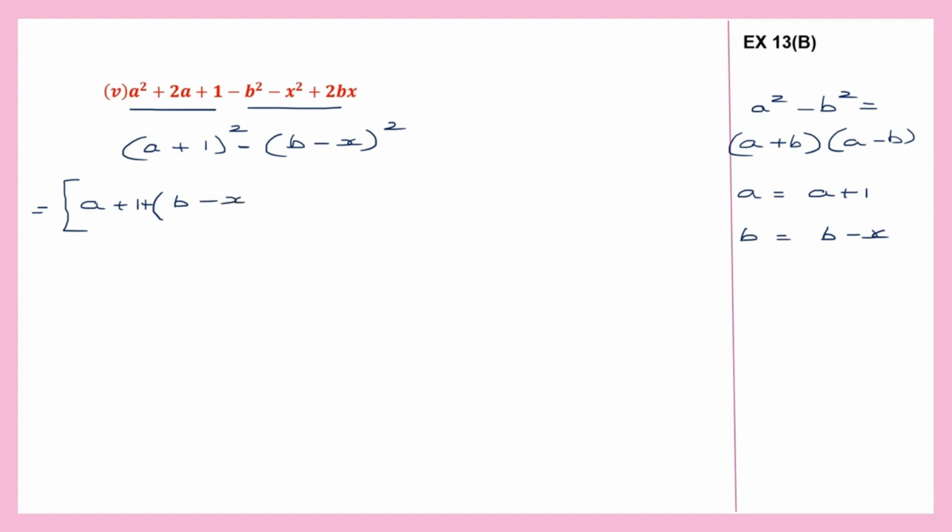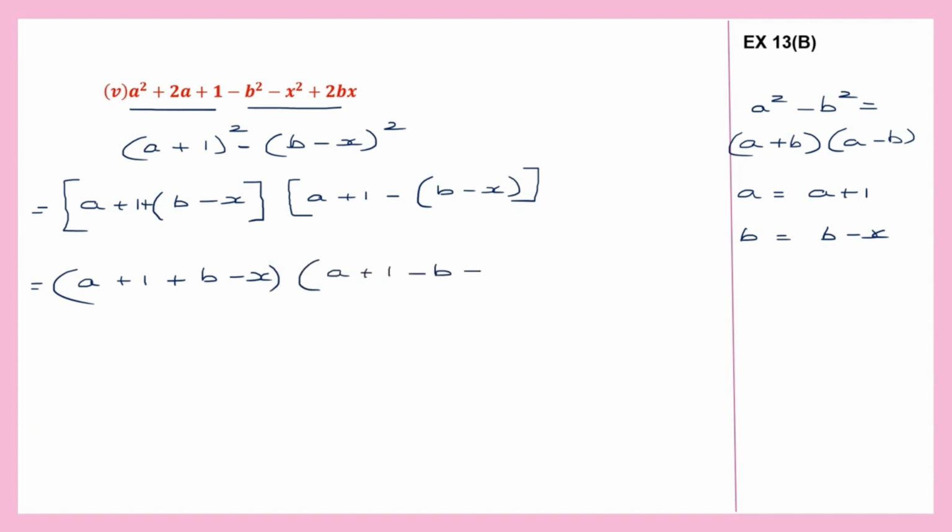So b minus x. Then this is into, so what did we have here? A plus b. So here it will be a minus b. So what is a? A is a plus 1 minus b, and what is b? B minus x. So now let's simplify this further. So this will be a plus 1 plus b minus x when you open the brackets. And this side what you have? A plus 1 minus b plus x. So this is our final answer. And this is which option? This is option B. So that's our answer. Tick that answer, option B.